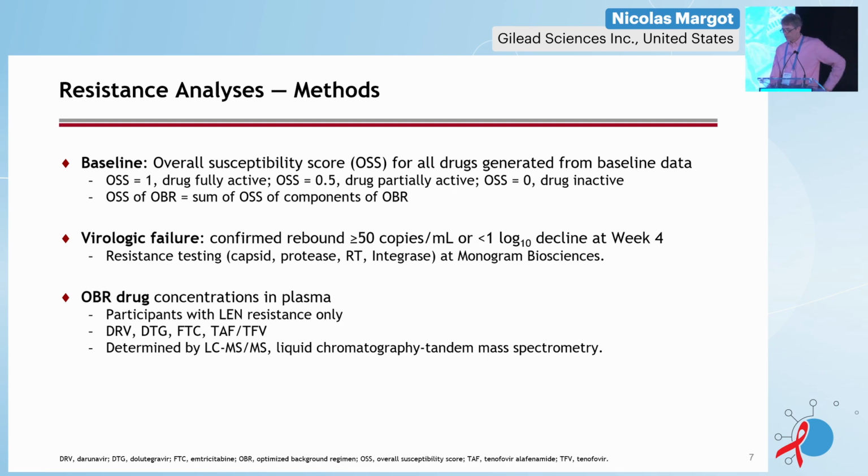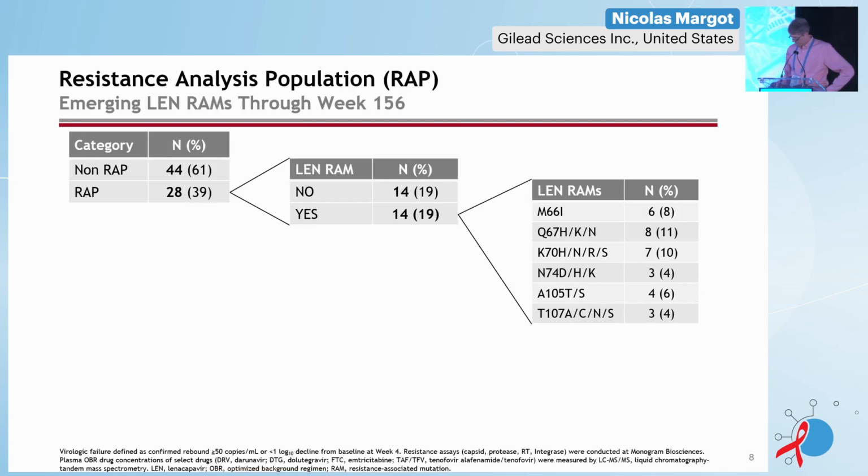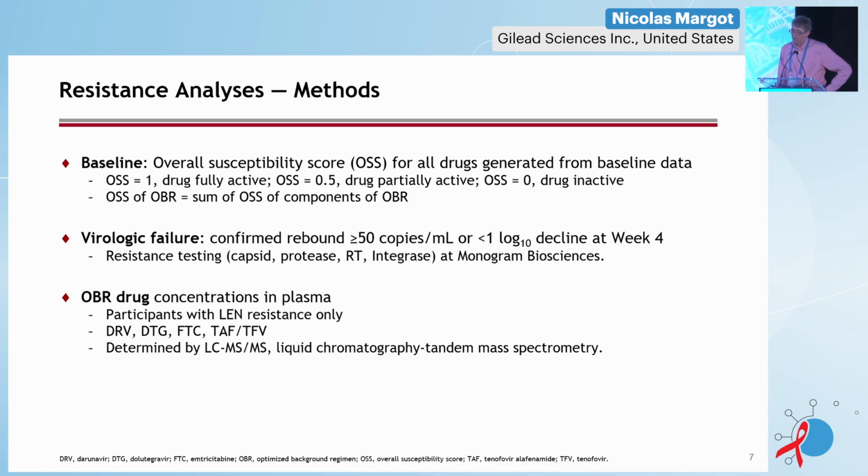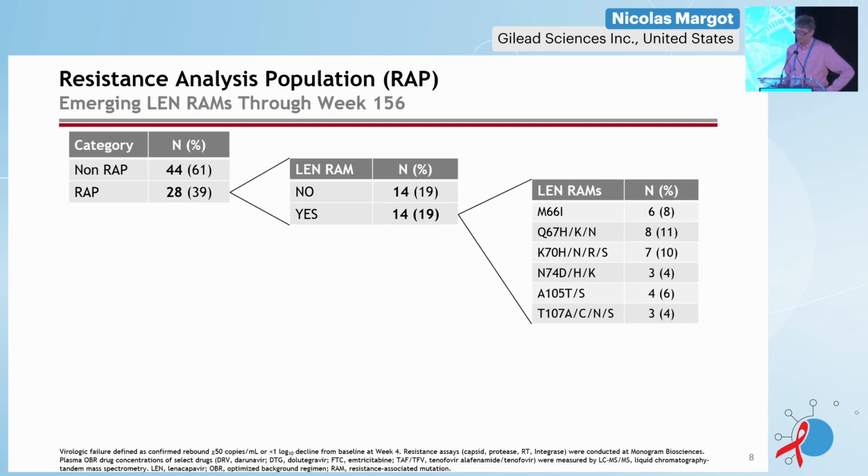So I've already mentioned the baseline analysis. We've also done overall susceptibility scores that included genotypic and phenotypic data, and I'll talk about the scores. We also conducted resistance analysis at virologic failure, and we did measure OBR drug concentration in plasma to have a feel for the adherence of these patients.